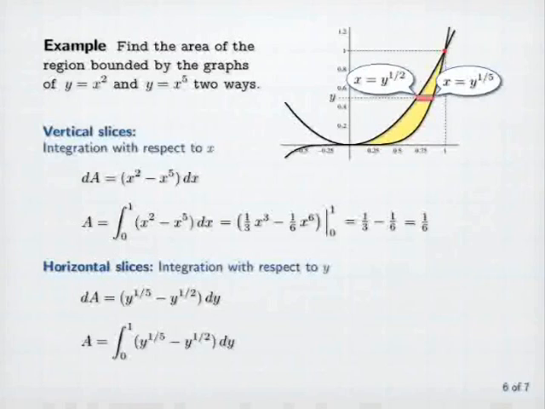Notice that's y equals 0 to y equals 1 of y to the 1/5 minus y to the 1/2 times dy. Now again, this is a straightforward calculation. Your antiderivative here is 5/6 y to the 6/5 minus 2/3 y to the 3/2. And we evaluate between 0 and 1, obtaining 5/6 minus 2/3, which is equal to 1/6.